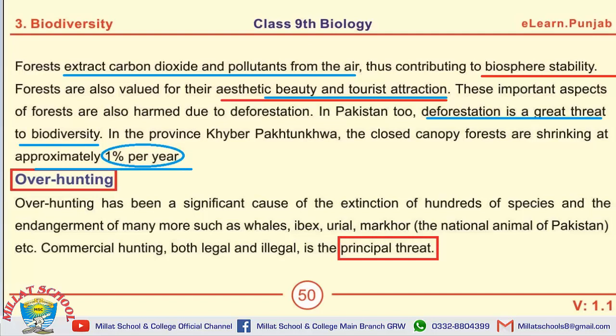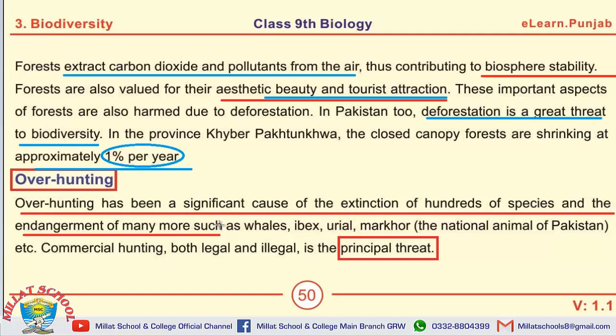The next topic is overhunting. Overhunting, the question may be: what is a significant cause of extinction of hundreds of species? And the answer is overhunting has been significant cause of extinction of hundreds of species and endangerment of many more. The other question may be: what are the endangered species due to overhunting? And all these are the species which are endangered due to overhunting.